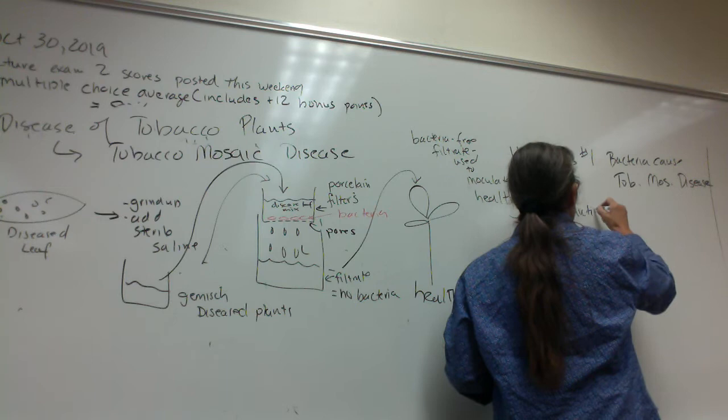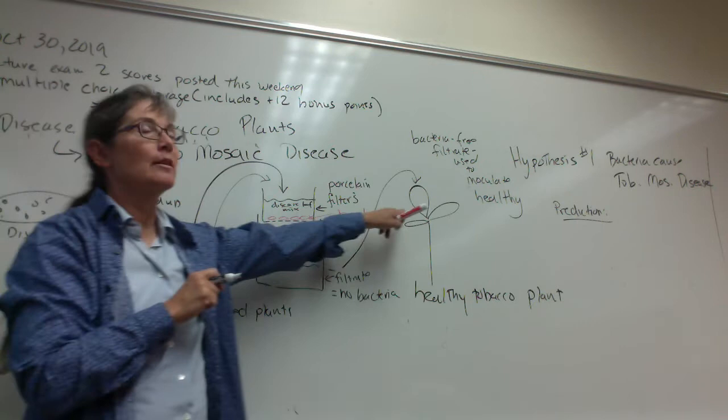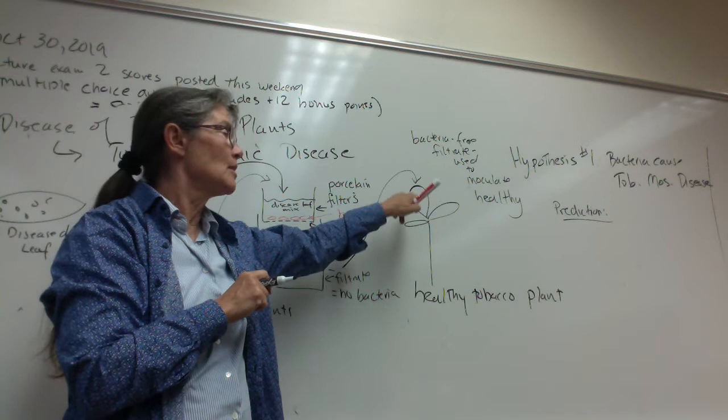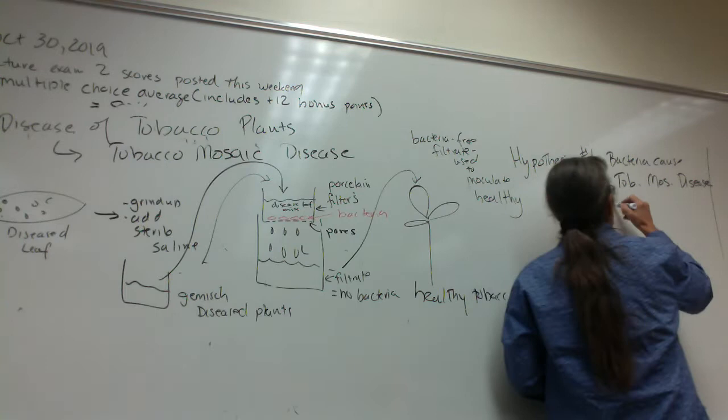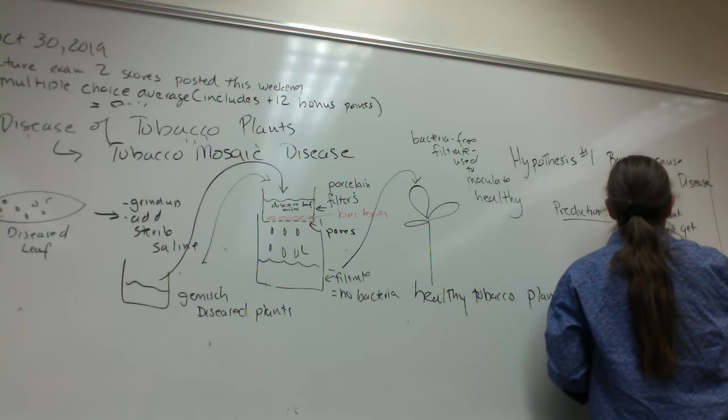If our hypothesis is true that tobacco mosaic disease is caused by bacteria, and we use our bacteria-free filtrate to inoculate this healthy plant, if it's true that bacteria cause the disease, would you predict this healthy plant should get sick or not sick? Okay, prediction: the healthy plant should not get disease. That's your prediction.